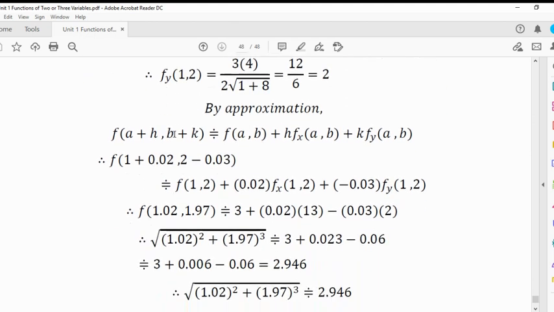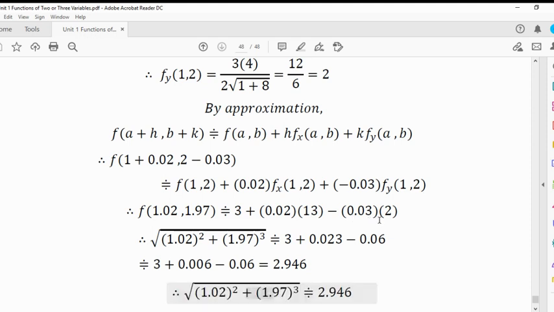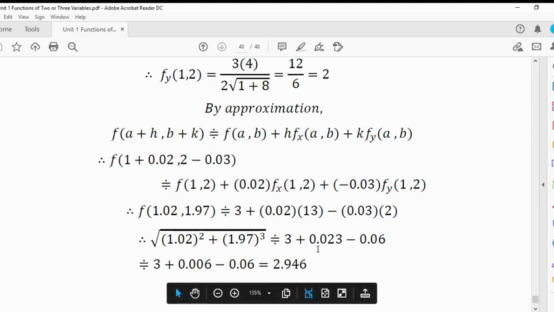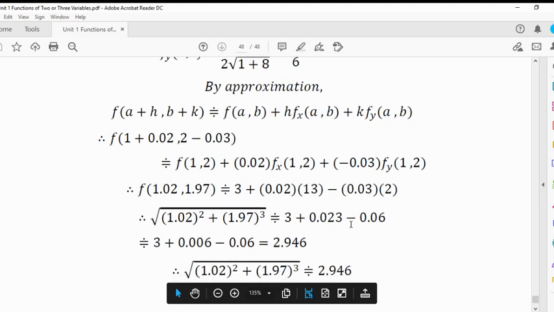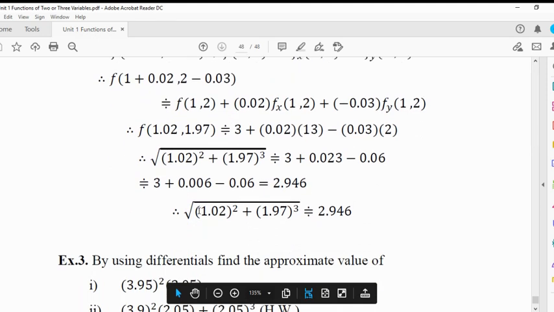So by approximation, f of a plus h, b plus k is nothing but f of a b plus h into f x a b plus k into f y a b. So put these values, and we get the approximate value as 3 plus 0.02 into 1 by 3 minus 0.03 into 2. We can calculate 3 plus 0.0067 minus 0.06, which is nothing but 2.946. This is the approximate value of this.